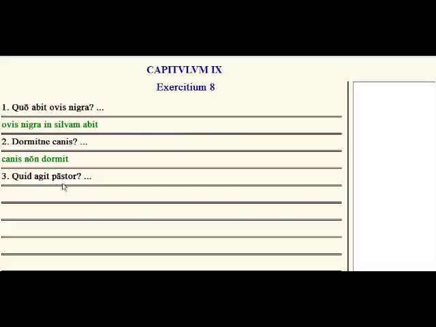Quid agit pastor? Well, the shepherd does a few things, right? He oculos aperit. He opens up his eyes. Pastor surgit. He gets up. Pastor rivum petit, or ovem petit. He heads for, or goes after, his sheep. He relinquit collem. He leaves behind the hill. But here, what's the main thing he does? He always petit, I would say. Pastor ovem petit. Here we have pastor ovem relinquit. The shepherd leaves behind his sheep.